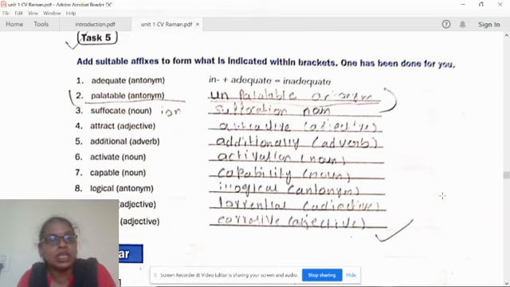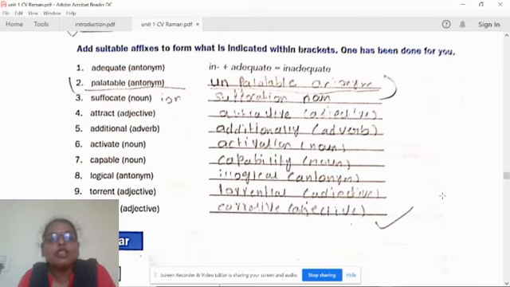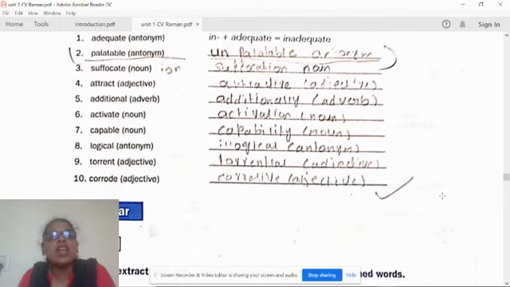Adequate. They asked us to change it into an antonym. Already they did this. In plus adequate is equal to inadequate. Second one, palatable. You have to change this into an antonym. So un plus palatable. You need to add the prefix un there, and you can make this into the antonym unpalatable. Next, suffocate. You have to change it into a noun. How can you do that? By adding ion, suffocation. Next, attract. You have to change it into an adjective. How can you change it into an adjective?